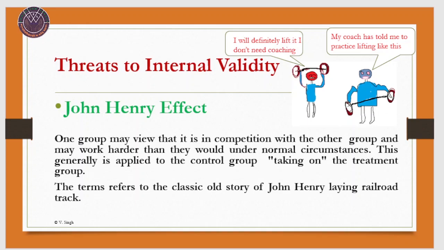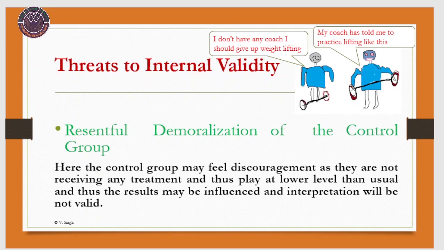Sometimes the control group may feel discouraged due to the fact that they are being neglected or not receiving the treatment. It is also known as resentful demoralization of the control group. Due to this, the control group may start working at a lower level than usual, and thus the results may be influenced and the interpretation will not be valid. This must also be checked. Sometimes we try to keep the experimental treatment confidential so as to avoid this threat.